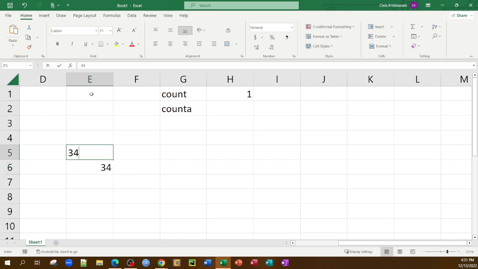Now notice it doesn't matter what number I type in. The count is still going to range between 1 to 6. So it's not counting how much information is in the cell. It's just simply counting how many cells have a number inside of it. Are we following?